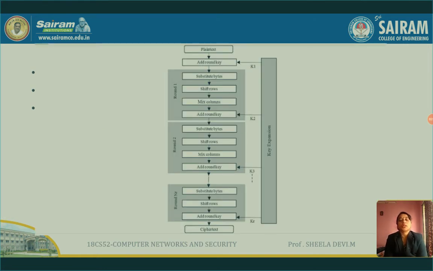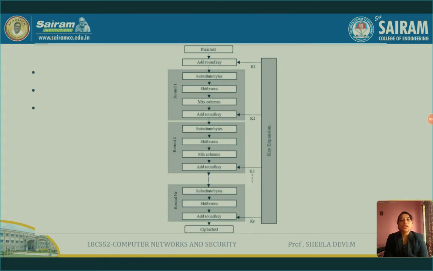Actually, this is the Advanced Encryption Standard process. First step is we have to take the plain text and convert it into blocks of hexadecimal values, which is of 128-bit length. Then we have to add a round key operation. We have to add round key, that is XOR the plain text with the round key.